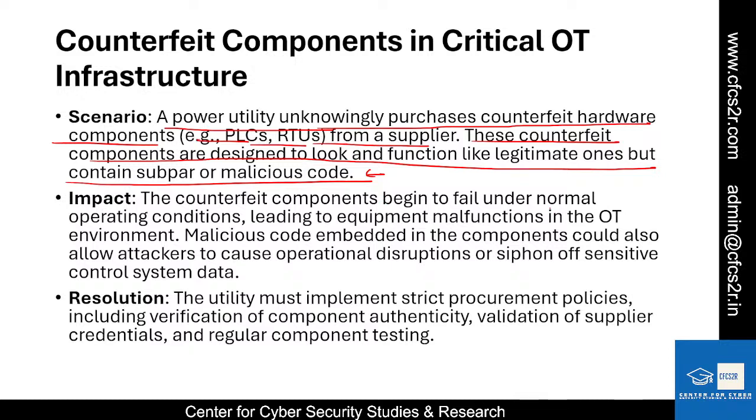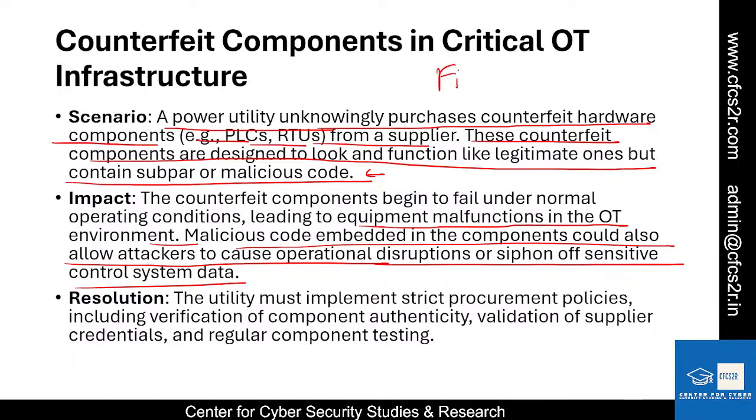The counterfeit components begin to fail under normal operating conditions, leading to equipment malfunction in the OT environment. Malicious code embedded in the component could also allow attackers to cause operational disruption or siphon off sensitive control data. Again, most of the time the malware is injected into the firmware, plus it is put in any form into the entire supply chain. So it is very important that you understand how these issues can be resolved. We will see one by one how we are going to discuss that.